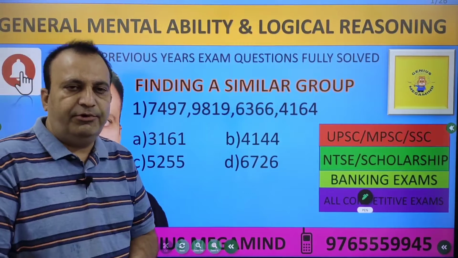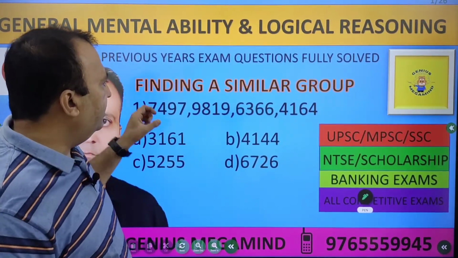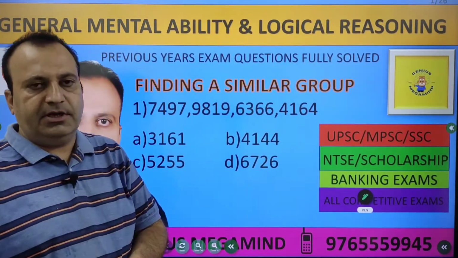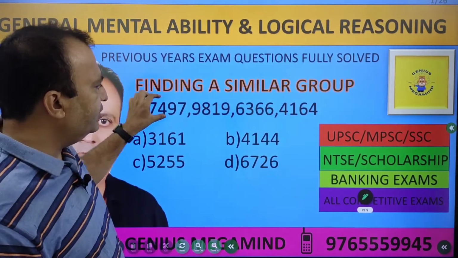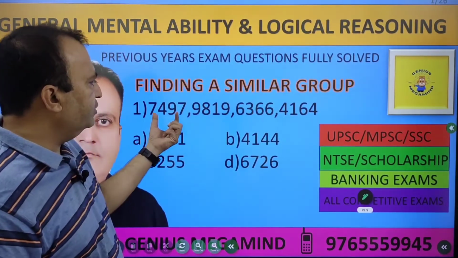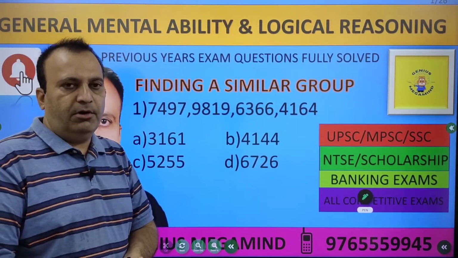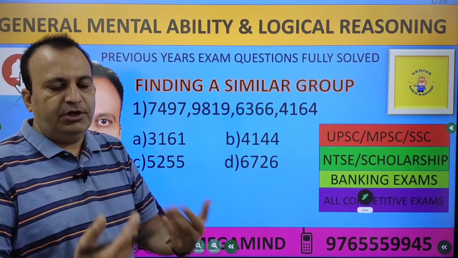In our series of video lectures, today we are going to start an entirely new topic by the name finding a similar group. So first of all, you have to understand the nature of the question. You can see the first question on your screen. In the first question, there are 4 numbers which are given over here. Now these 4 numbers follow a same principle, a same rule through which they are formed.